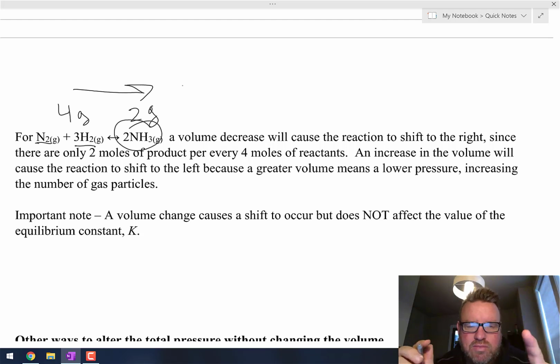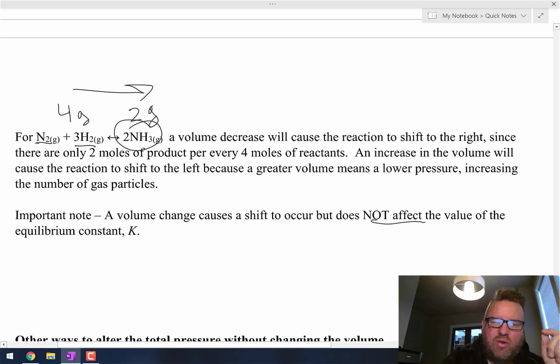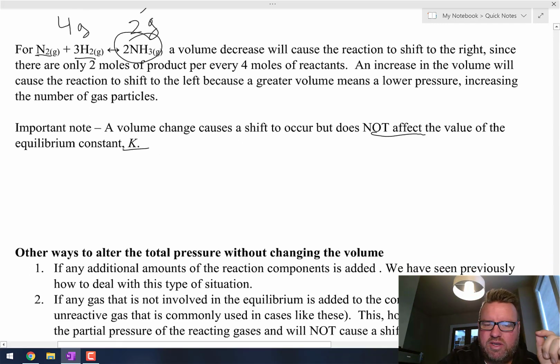So again, when you add a reactant or a product or take some away, that does cause a shift to occur, but it does not cause the equilibrium constant to change. When you change the volume and the pressure goes up or the pressure goes down, a lot of times a shift will occur, but again, it does not affect the value of the equilibrium constant.